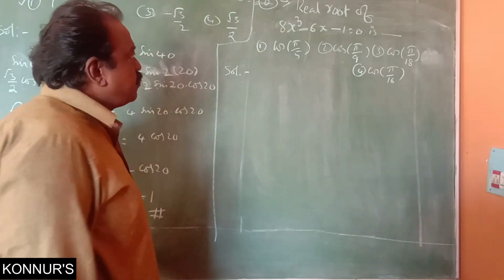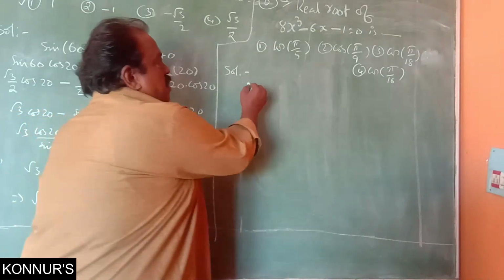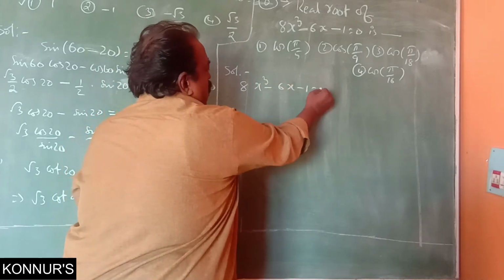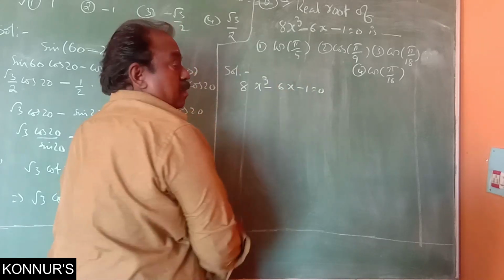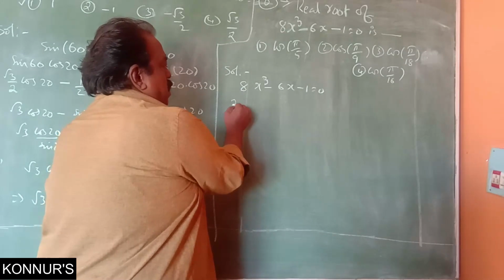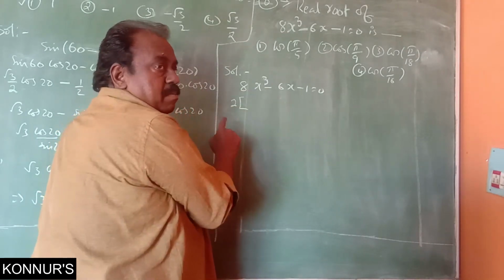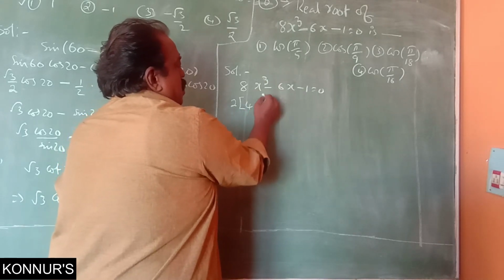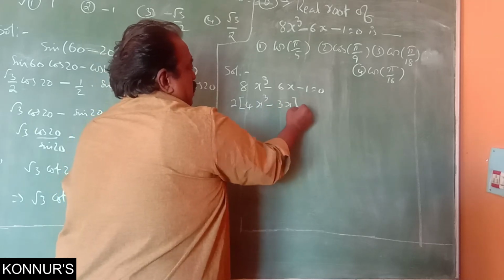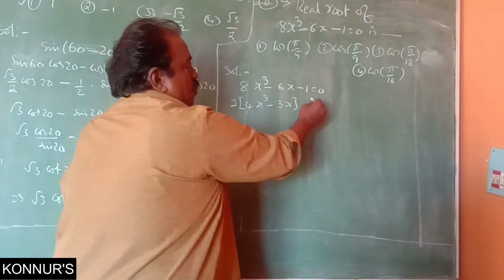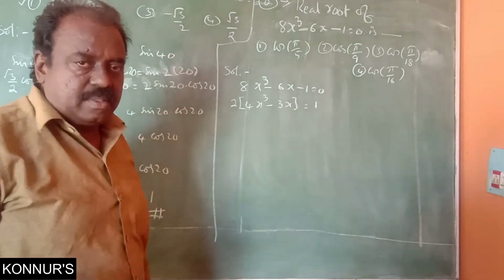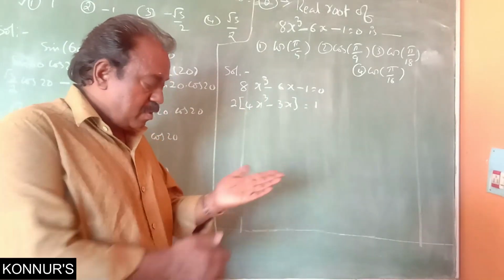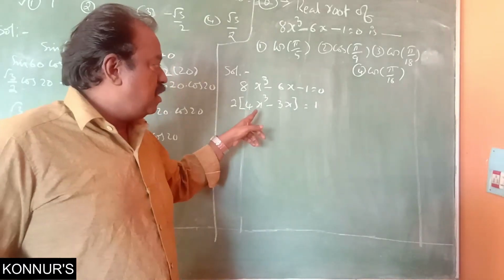You see, the given equation is 8x cube minus 6x minus 1 is equal to 0. By taking 2 as common from the first two terms, it is 2 of 4x cube minus 3x, and I send the minus 1 to that side. You may get some doubt: sir, you are taking only 2 as common, what about x? The doubt will be clarified later.